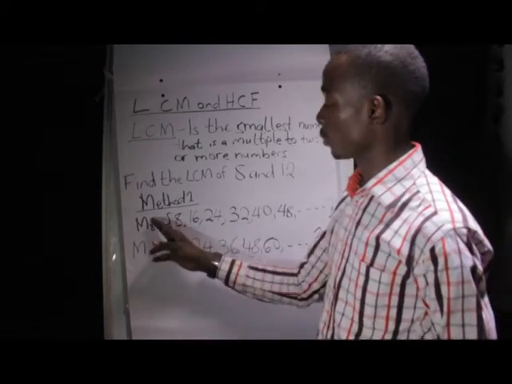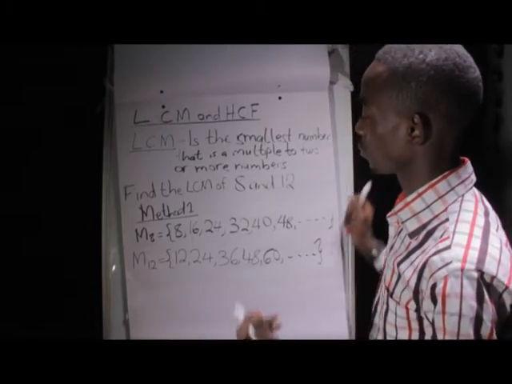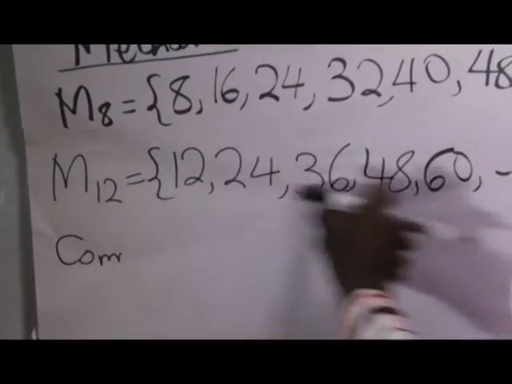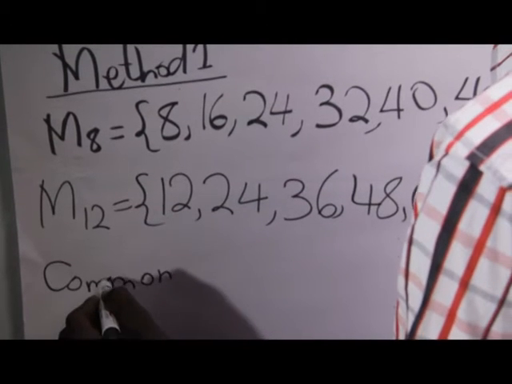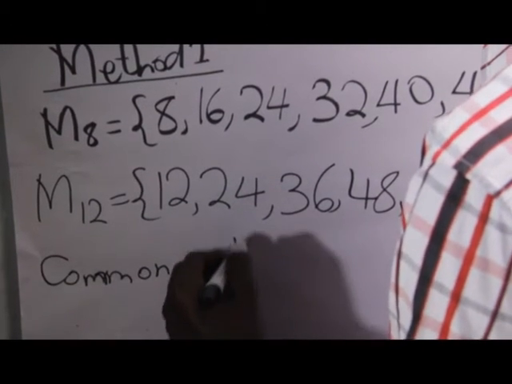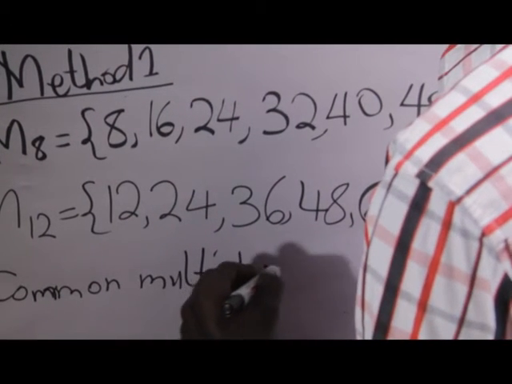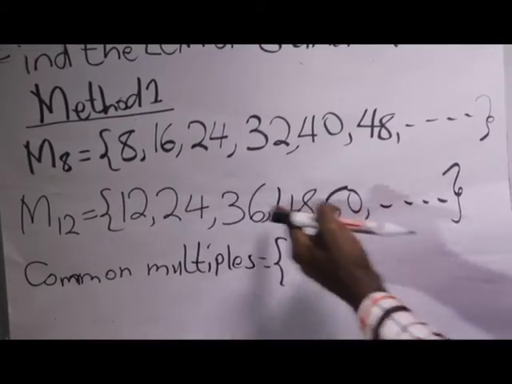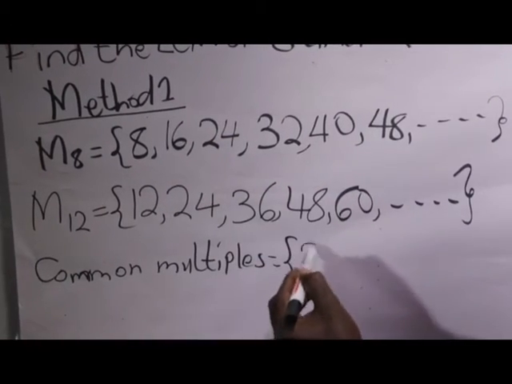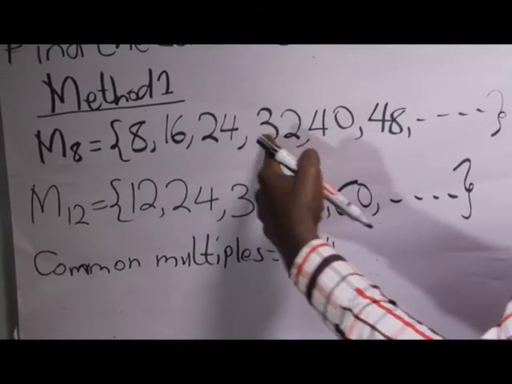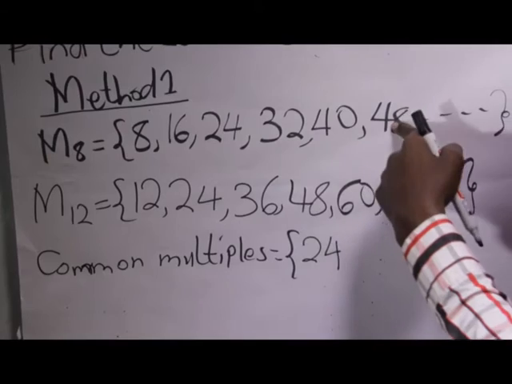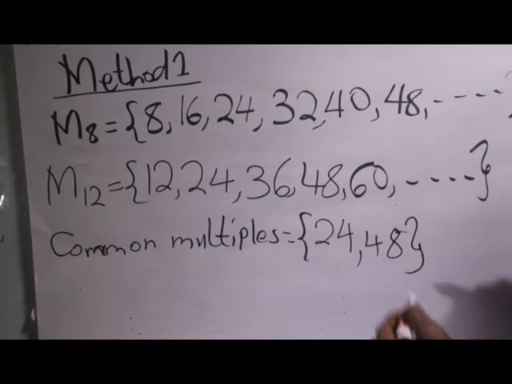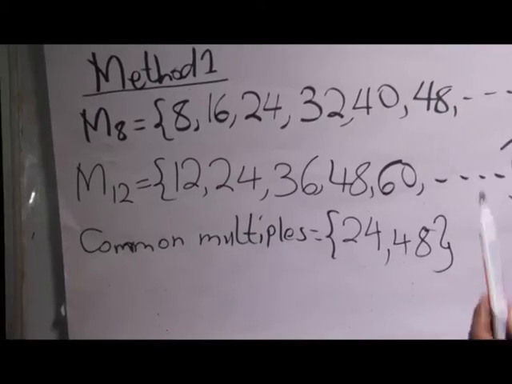So after identifying the multiples of 8 and the multiples of 12, the next step is to identify the common multiples. In other words, the multiples which are in this set and they are also in this set. So the common multiples in this case, when you look at this set and this set, I have 24 here and I also have 24 here. When I proceed, 32 is not here, 40 is not here, 48 is here, it is also here, 48. So these are my common multiples. Now, out of these common multiples, which one of them is the smallest?